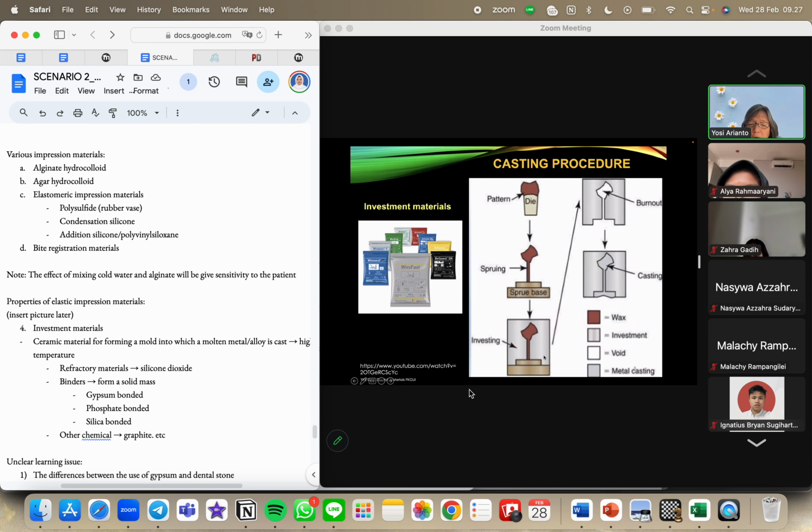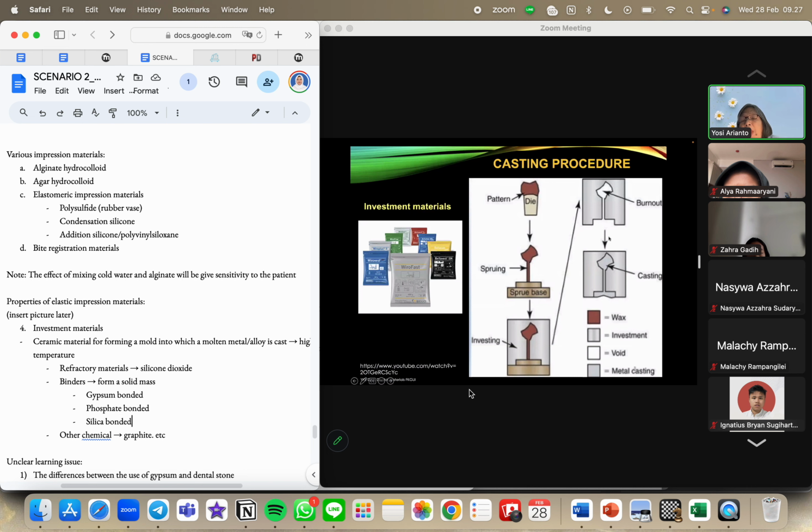Yeah, so the gray one is the investment material, and then after burnout, the wax is already gone after burning this crucible, this ring. And we now have a mold here, yeah, a mold here, and then we do the casting.